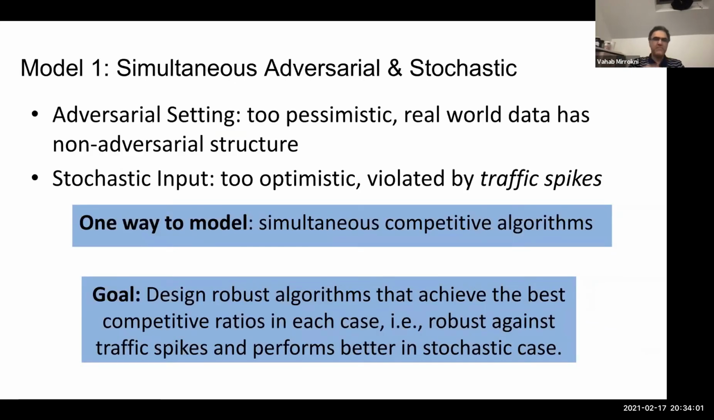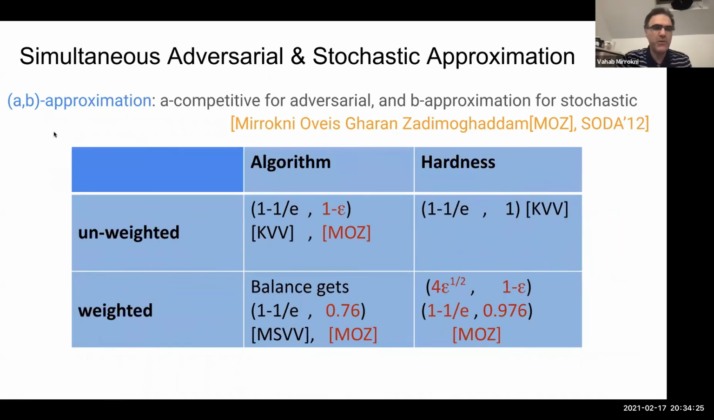So we have proposed different models to analyze algorithms. The first was what we call the simultaneous adversarial and stochastic model. Here we say both of these models are maybe optimistic or pessimistic. So let's come up with one algorithm that achieves a good approximation ratio in both models. Now instead of defining one approximation factor, we define 2 approximation factors for each algorithm. And the question is, can we design an algorithm that achieves the best of both worlds?